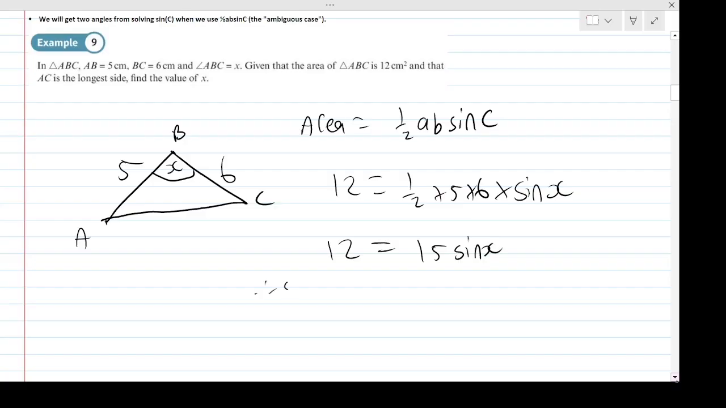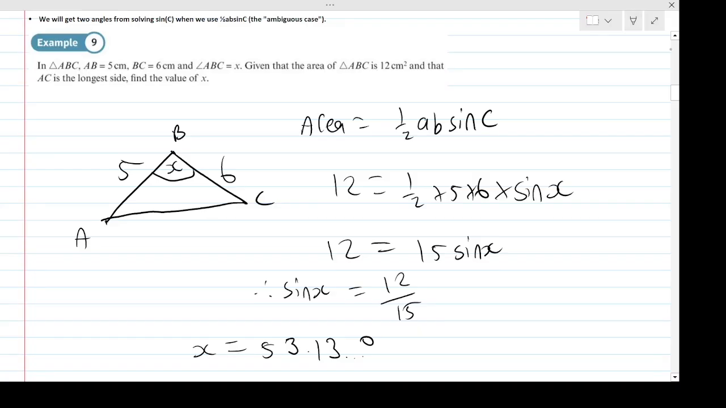Therefore sine x is going to be 12 over 15. And so the angle x we would get from this, if we inverse sine, is 53.13 degrees.